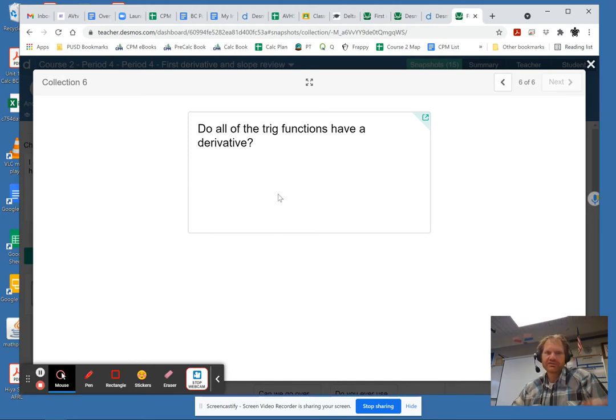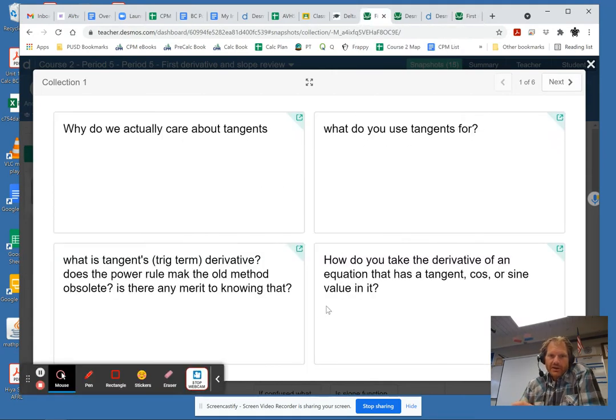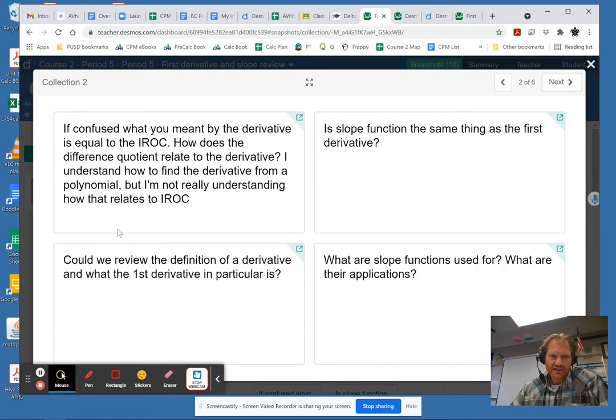Do all of the trig functions have a derivative? Yes, they do. Now this is period 5. Why do we actually care about tangents? What do you use tangents for? What is tangent's trig term derivative? Does the power rule make the old method obsolete? How do you take the derivative of an equation that has a tangent, cosine, or sine value in it? As far as making the old method obsolete, I think the process will be one that you won't have to do anymore, but the concept is an important one for you to understand. So I'm going to go over that in a second.